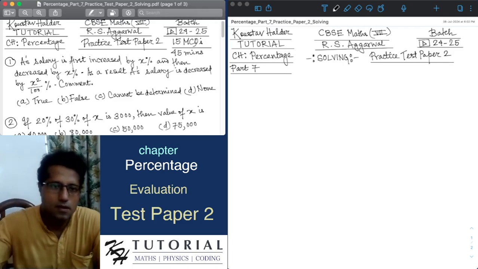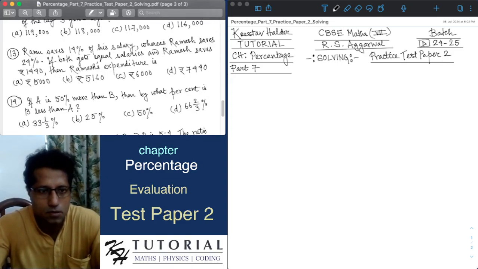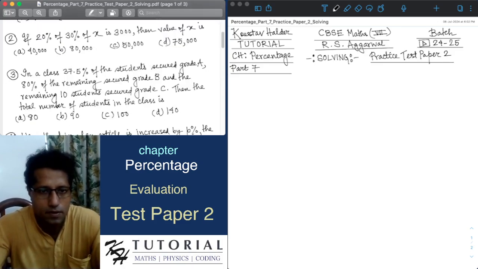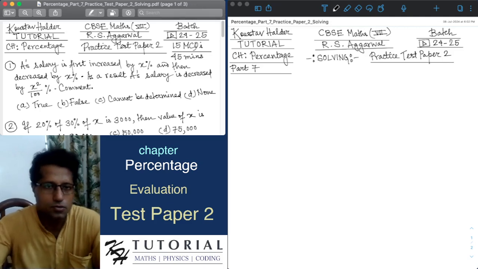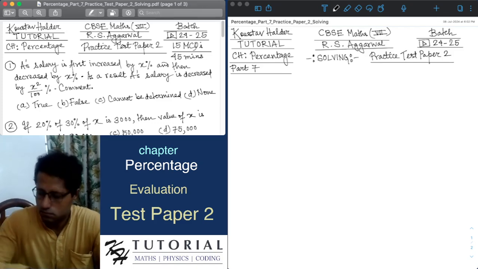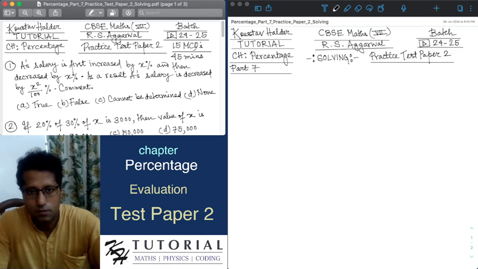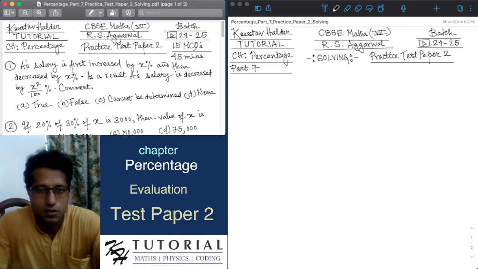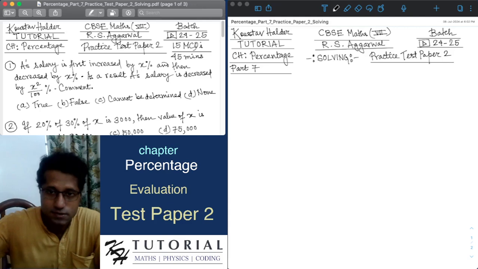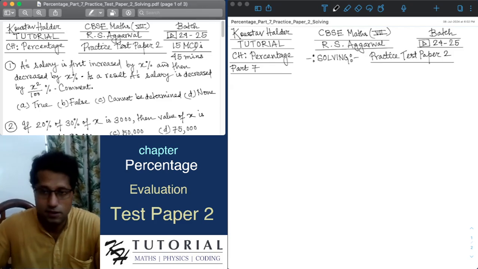So on the left hand side, I have the problems. There are 15 questions. All of them are MCQ, and one choice will be correct. Ideally, you should try to solve this paper in 45 minutes or maximum 1 hour. You should always try to solve the problems in any test paper or MCQ yourself, and if you are stuck, only then see the solution from my video. As and when I solve, you can pause the video and take a screenshot of the solution for your future reference. So let's start solving the problem.